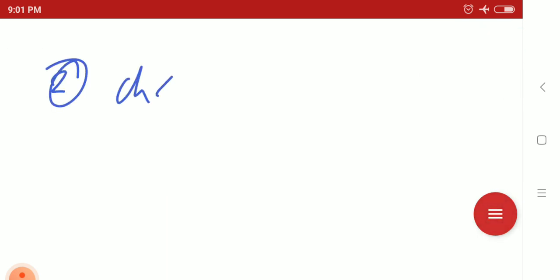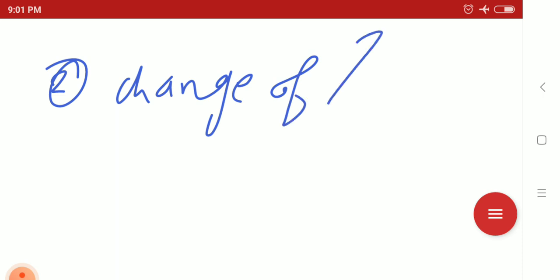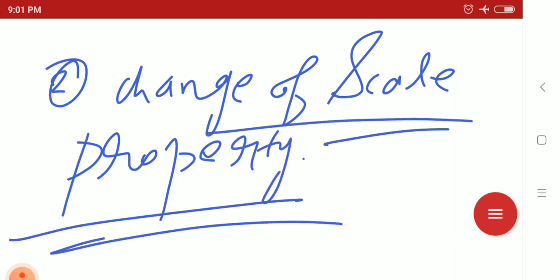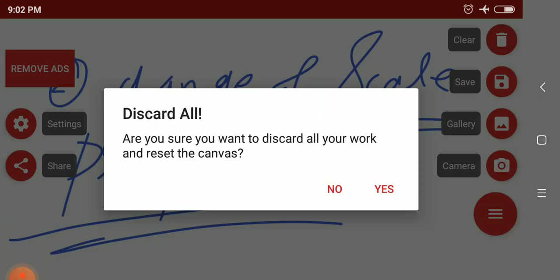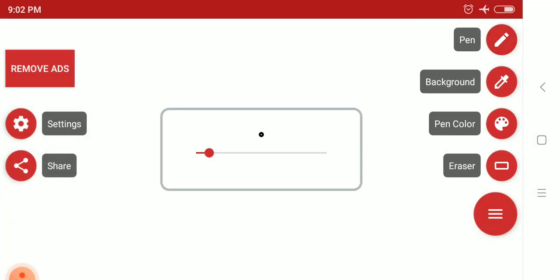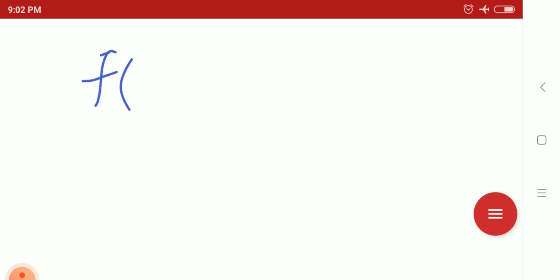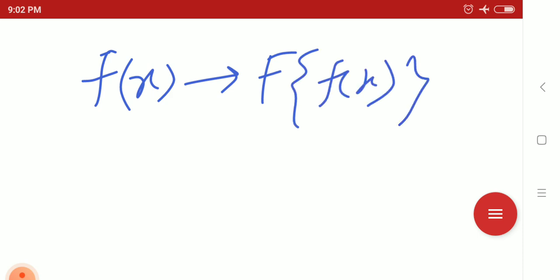The second property is the change of scale property. What is the change of scale property of Fourier transformation? I will discuss an example with it also, so don't worry. Suppose we have a function f of x, and the Fourier transformation of that function is f of k. In k space the Fourier transformation occurs.